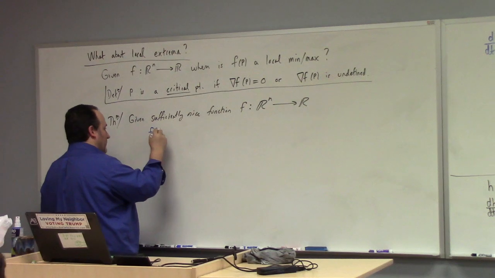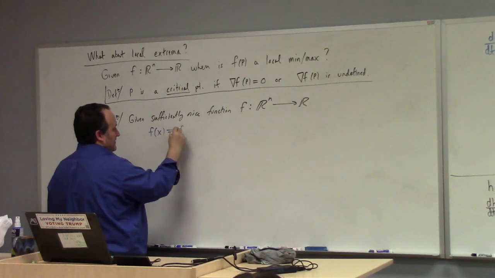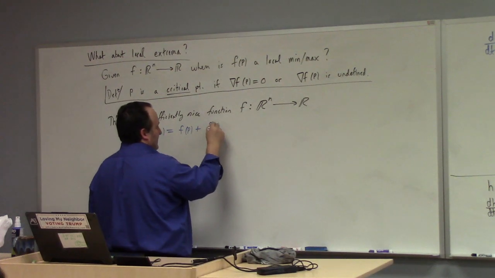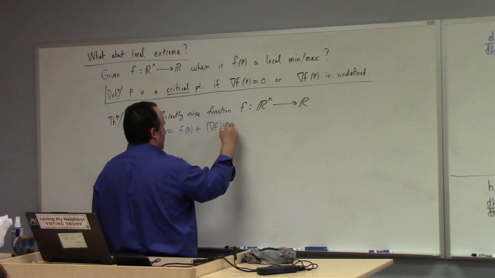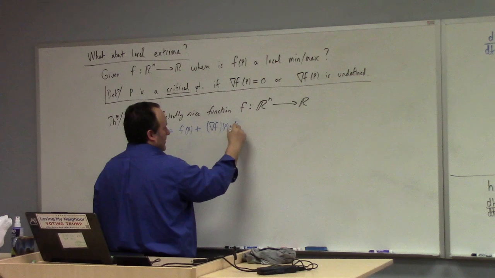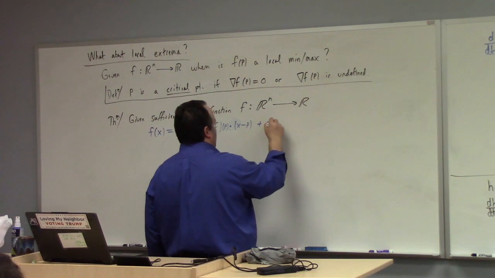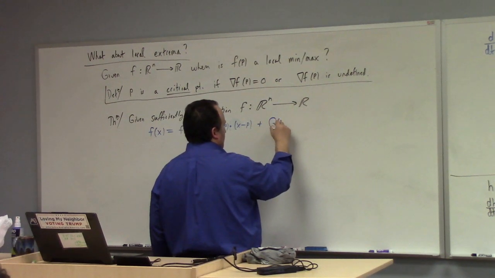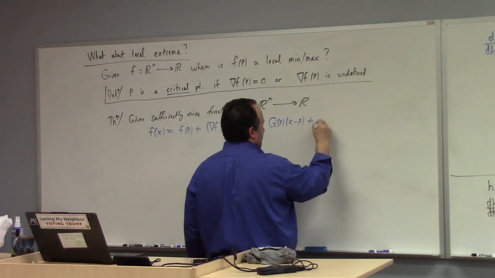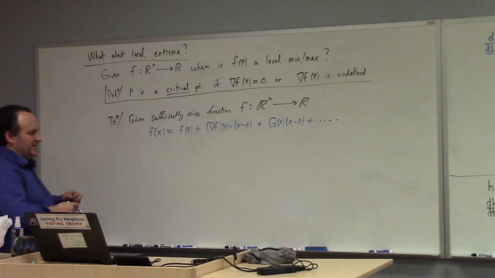So here's the deal. f of x is equal to f of p plus the gradient of f at p dotted with x minus p, plus the quadratic form at p based at x minus p, plus higher order things. Now I have a better formula for this, but I'm just going to write it this way to start with.